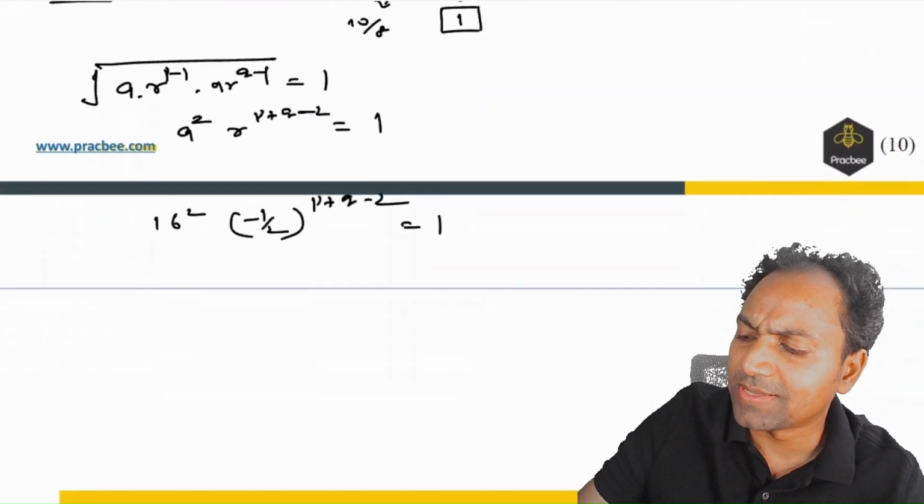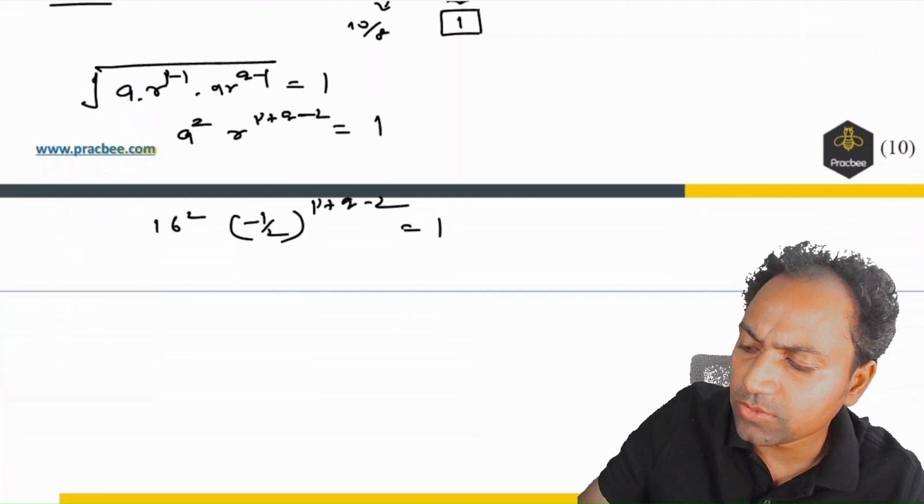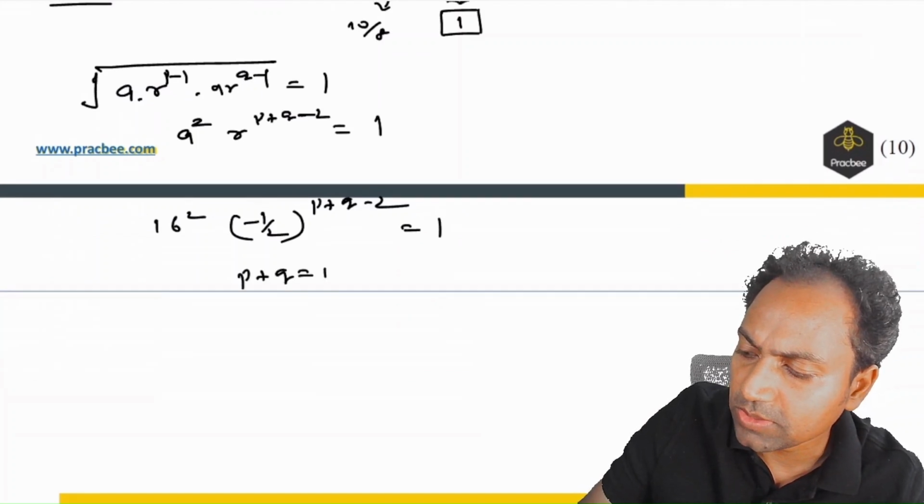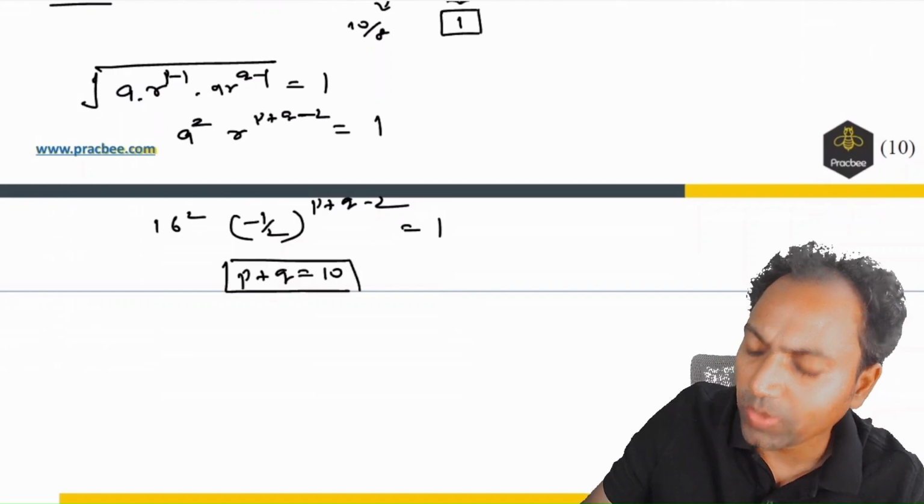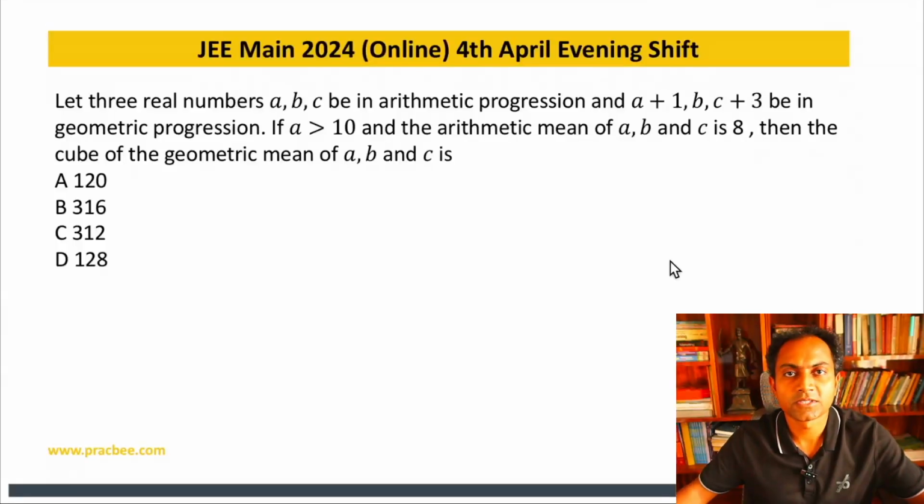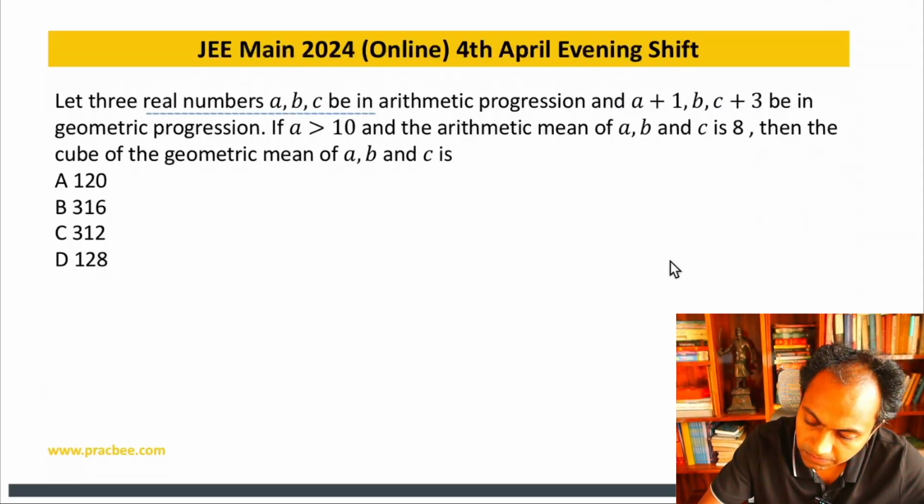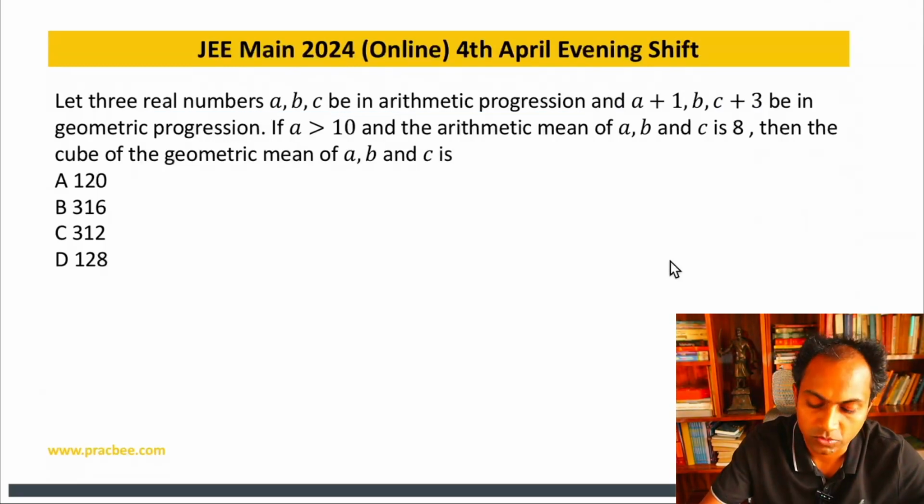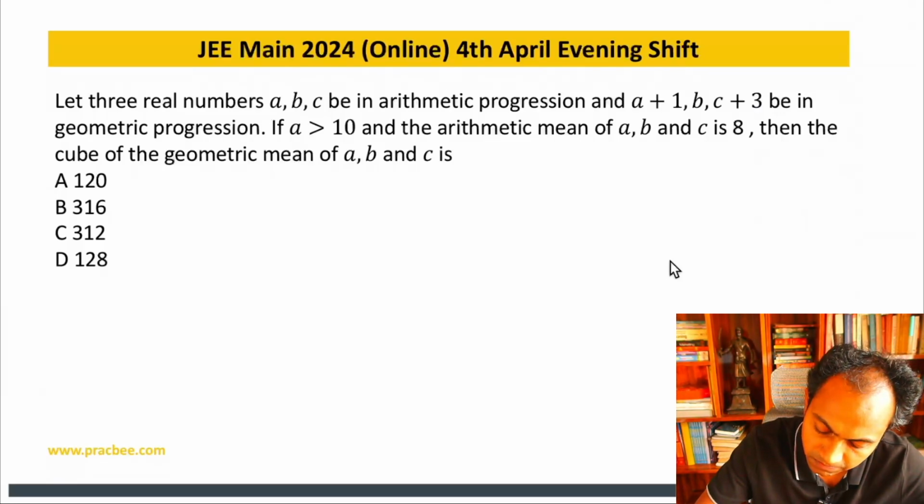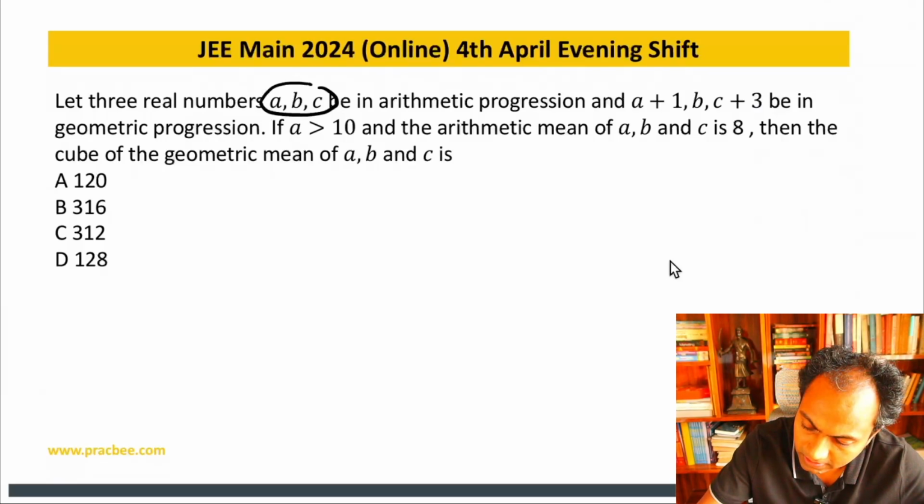If you simplify this, very simple idea, you will get the value of p plus q as nothing but 10. Quite simple to do. Now this next 2024 question talks about 3 numbers A, B, C that are in arithmetic progression. To solve this question, I can use this idea along with another idea they have given: the arithmetic mean of A, B, C is equal to 8.